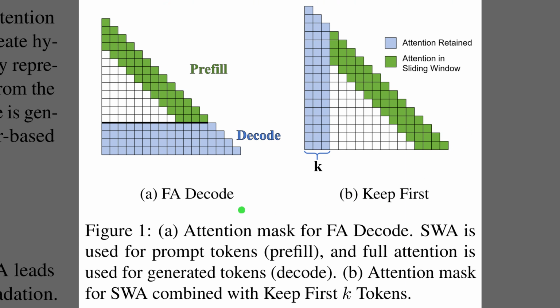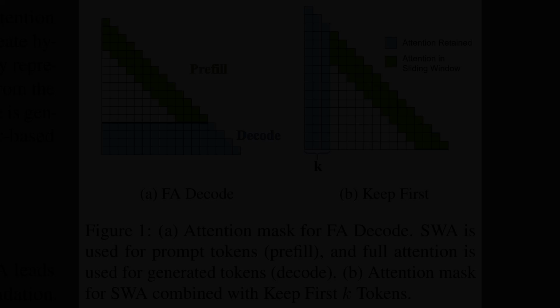So the introduction set up the goal of keeping long context ability while speeding things up, and Figure 1 shows how the attention patterns get changed to do that. The left panel illustrates FAD code, where green sliding window attention is used during pre-filling, but blue full attention returns for all generated tokens. The right panel illustrates Keep First K tokens, where every new token sees both its local sliding window and a persistent block of early sink tokens. Together, these masks explain how the method saves compute yet preserves a few globally visible anchors for reasoning.